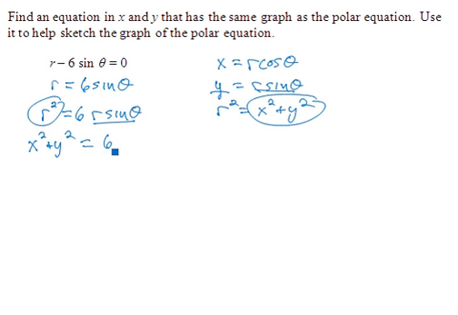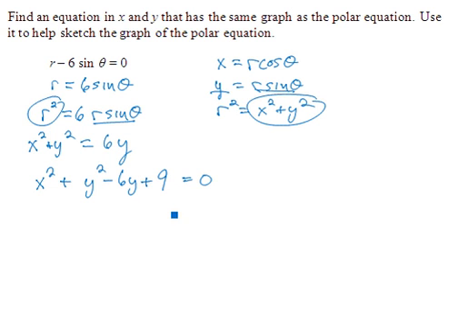So I'll have 6 times y on the right hand side, and subtracting the 6y gives me x squared plus y squared minus 6y equals 0, and I'm leaving some space here because I'm going to complete the square on that. So I can find the center of what's going to amount to a circle here in a minute.